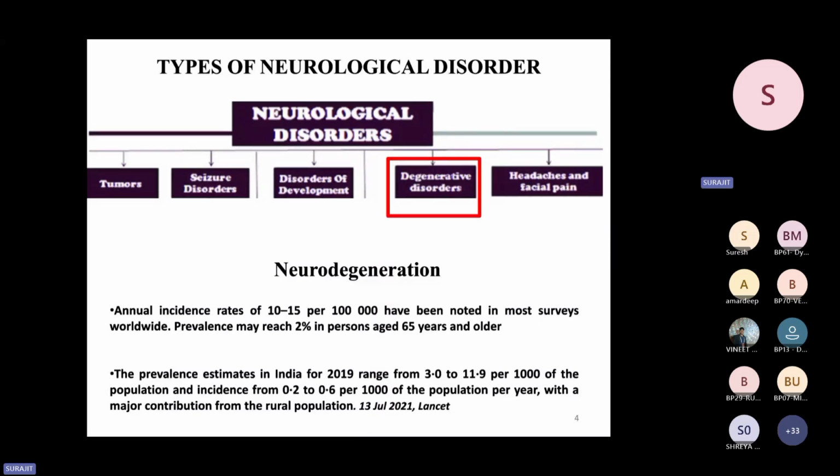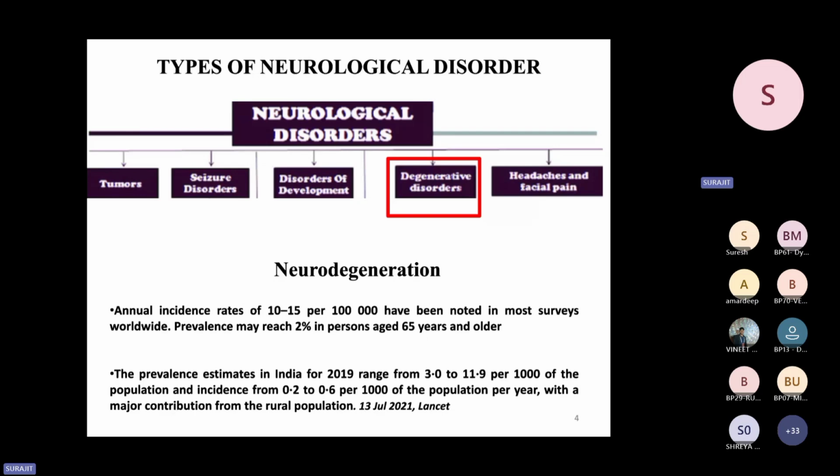This group, called neurodegenerative disorder, is very important because it constitutes a major portion of neurological disorders. About 40% of neurological disorder cases fall into neurodegenerative disorder. According to our literature survey, the annual incidence rate is 10 to 15 per 0.1 million persons in most of the surveys, and the prevalence may rise to 2% in persons at the age of 65 years and older.